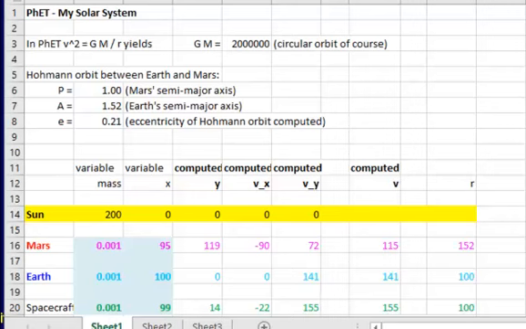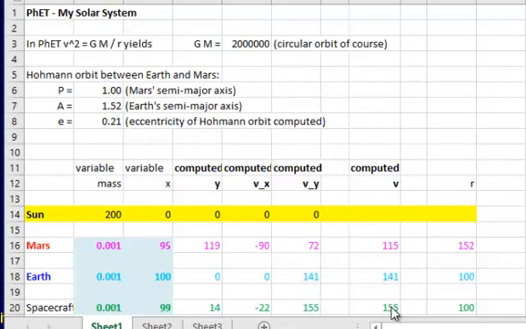This is about the Hohmann transfer from one orbit to another. I did this with PhET, the solar system, and these numbers that you see here for Mars, Earth, and the spacecraft. It took me quite a while to adjust them to make it just right.